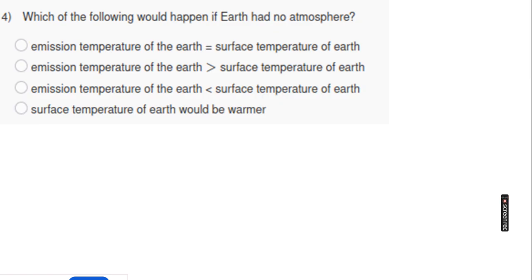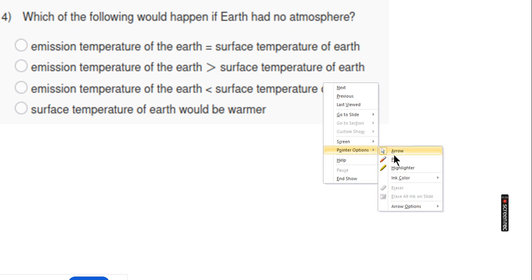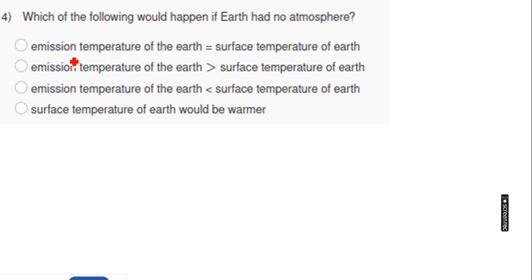Now, which of the following would happen if Earth had no atmosphere? The first one: emission temperature of the Earth will be equal to surface temperature. Second: emission temperature will be greater than surface temperature of the Earth. Third: emission temperature will be less than surface temperature of the Earth. Fourth: surface temperature of the Earth would be warmer. So they are giving these conditions. If there was no atmosphere, Ts will be equal to Te.